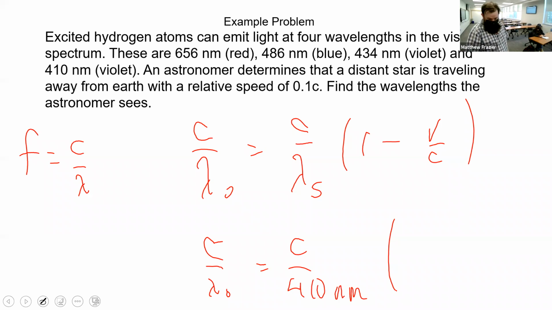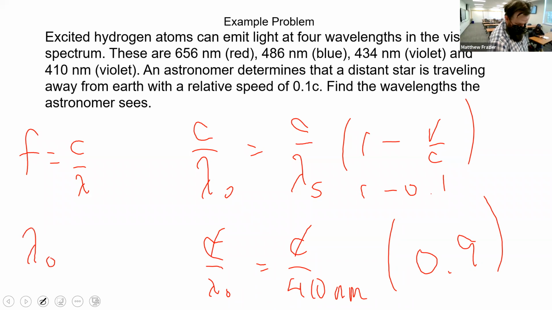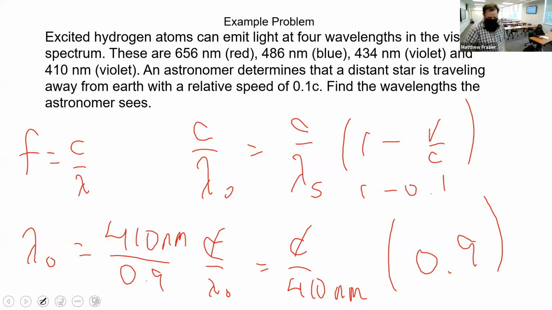So this thing in parentheses is 1 minus 0.1. So it's just 0.9. And the other thing we see is that we have c on both sides and there's no addition to screw it up. So we just cancel it. And then everything's invertible. So the wavelength is 410 nanometers divided by 0.9. And 410 divided by 0.9, we pull out the calculator, is 455, yeah.